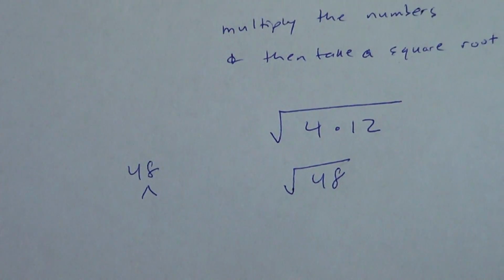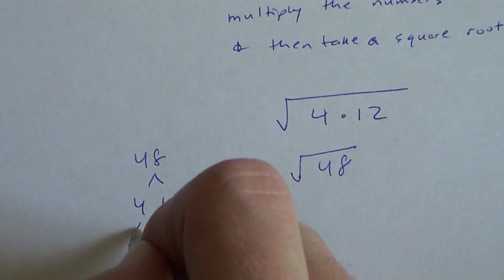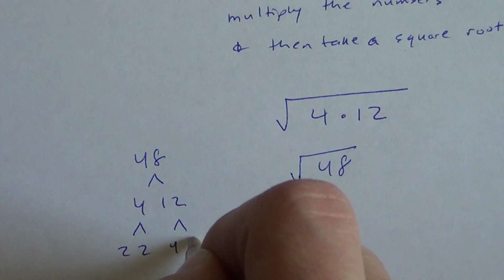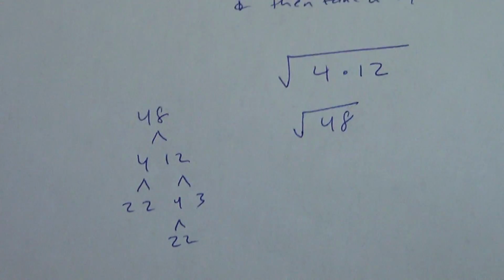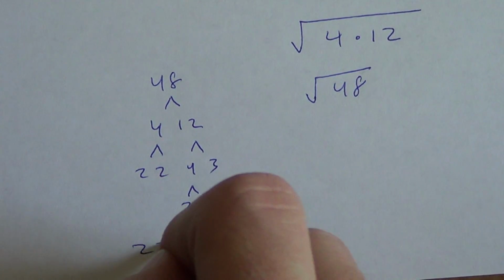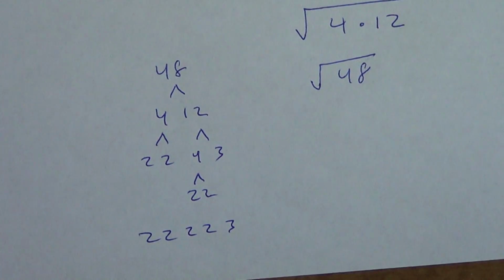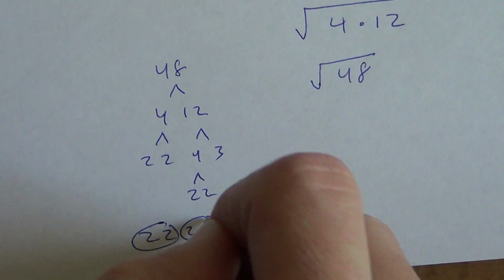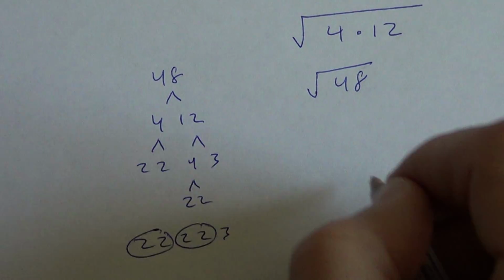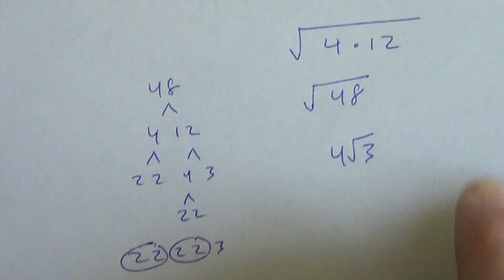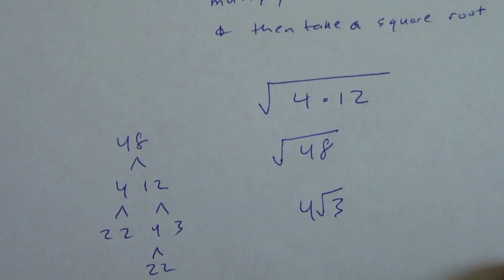Well, we know 48 can go right back to 4 and 12. It's kind of easy. 4 is 2 and 2, 12 is 4 and 3, 4 is 2 and 2. So I have 4 2's and a 3. My pairs go outside. 2 times 2 is 4. 3 stays inside. So 4 root 3 is my geometric mean.